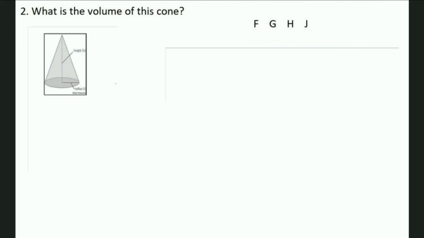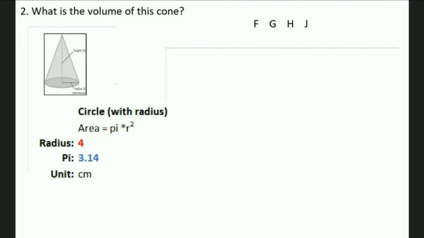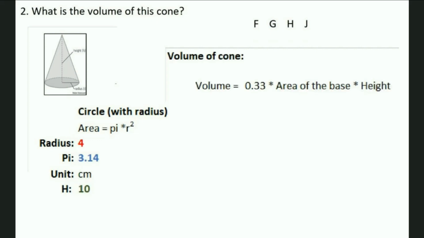What is the volume of this cone? So here's our cone. The radius here is 4. And then we're looking at 3.14 is pi. Our units are centimeters. And our height is 10. So our volume is 1/3, or 0.33, times the area of the base times height. So 0.33 times pi times radius squared, which is the area of that circle that forms the base, times the height.